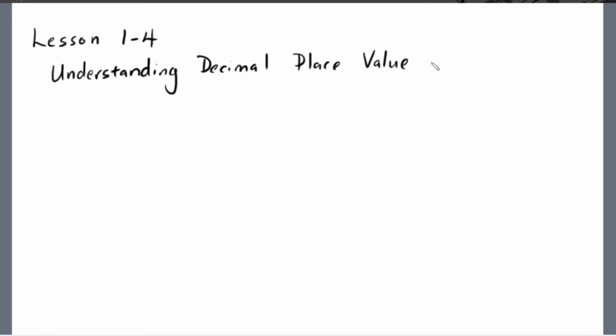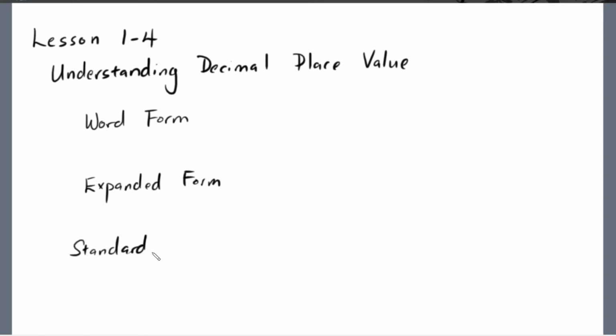So lesson 1-4 has to do with understanding decimal place value. Now, we've already talked about a few of these things, so we're interested in talking about word form today. We're interested in talking about expanded form. And we're also interested in talking about standard form.